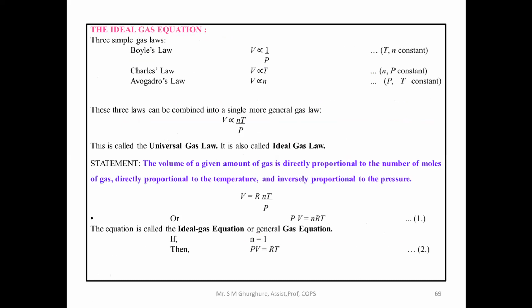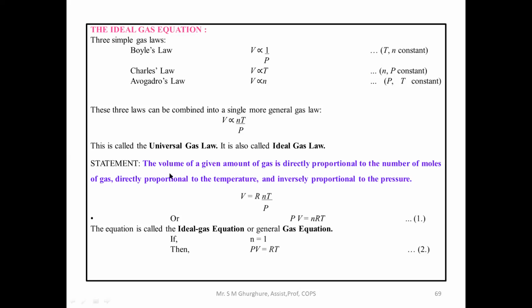Therefore, if you combine all three laws, Boyle's law, Charles's law, and Avogadro's law, then you get V is directly proportional to n and T and inversely proportional to P. The volume is directly proportional to the number of moles of gas and its Kelvin temperature, and inversely proportional to its pressure. This law is known as the universal gas law, or the ideal gas equation.